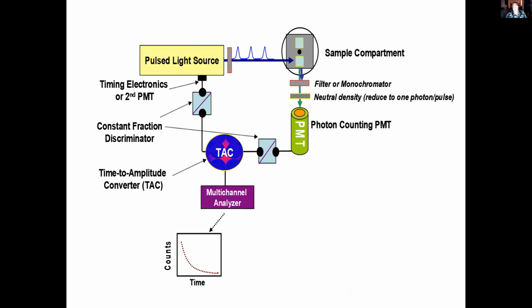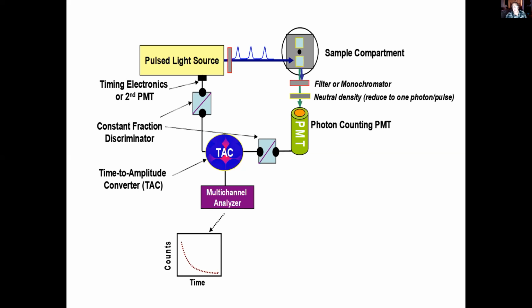So what is this time correlated single photon counting method, which is probably the most popular pulse lifetime method out there? Well, you have a pulse light source, and then either with electronics or even with a phototube, you monitor when that emits the pulse of light. And this information is fed into the start input of what's called the time amplitude converter. And this device will start when it receives the start pulse. It starts to develop a voltage ramp for the output, and you get more and more voltage as time goes by.